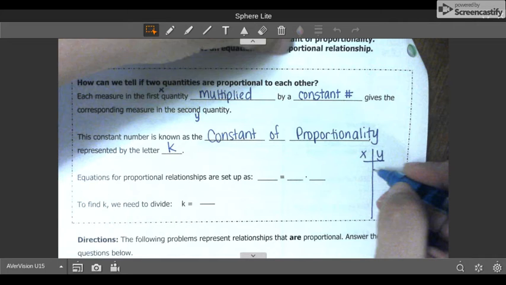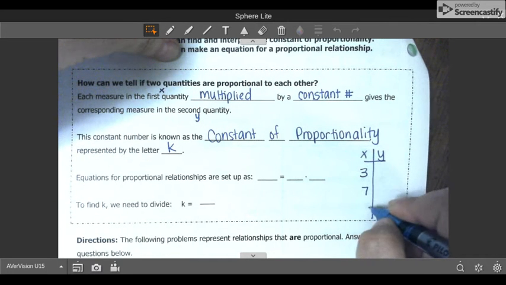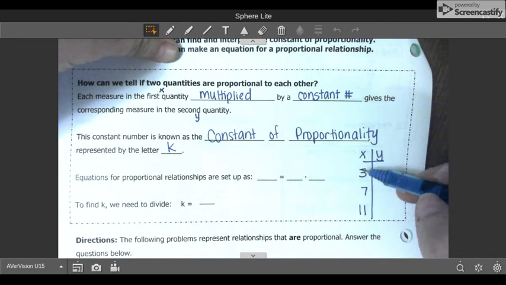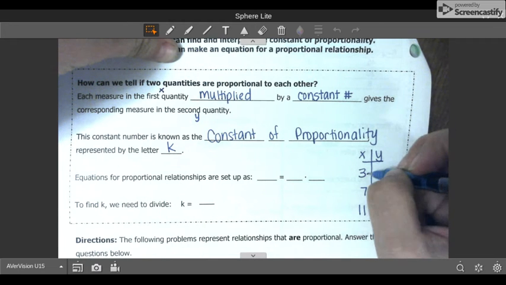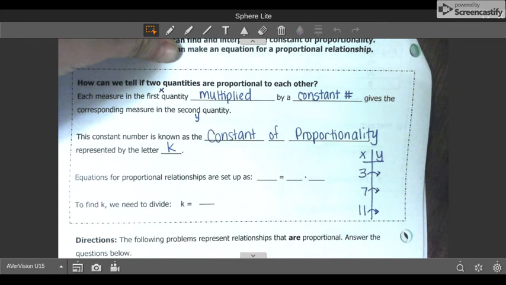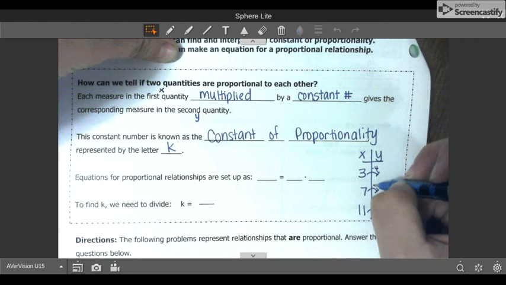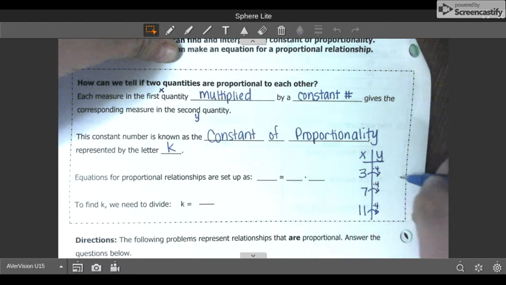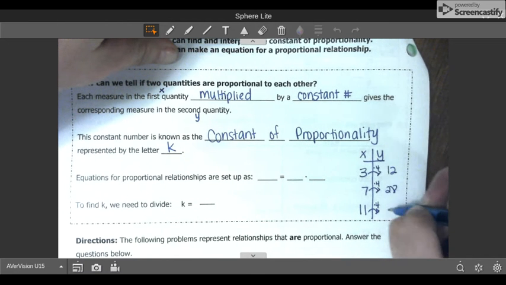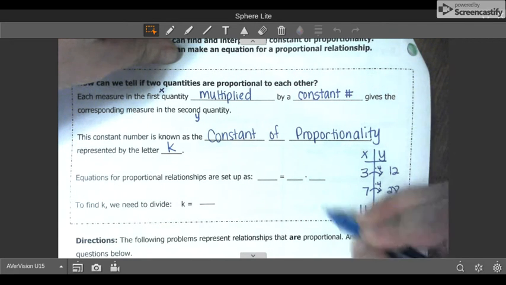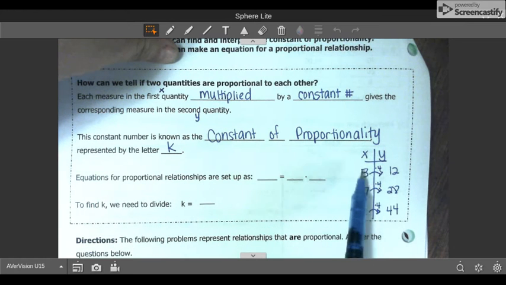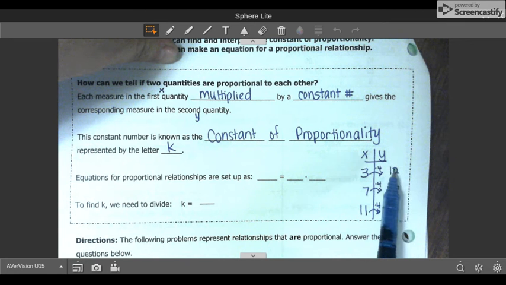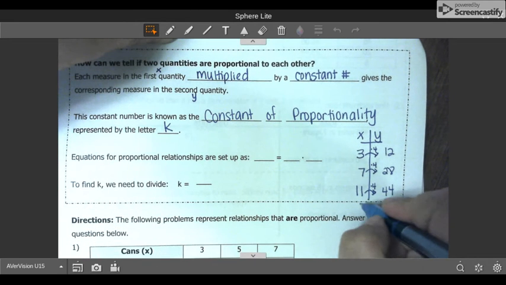Let's pretend we have a relationship like this. 3, 7, 11. I just made up these numbers, okay? I can create a proportional relationship by picking a constant of proportionality to multiply all the x values by to get the y values. So let's pick a number. Let's do 4. So if my constant of proportionality is 4, then my y values are going to be 12, 28, and 44. And what I just did is I created a proportional relationship. Each measure in the first quantity multiplied by a constant number gives the corresponding measure in the second quantity. This constant number is known as the constant of proportionality, which we call K. So here, K is 4.